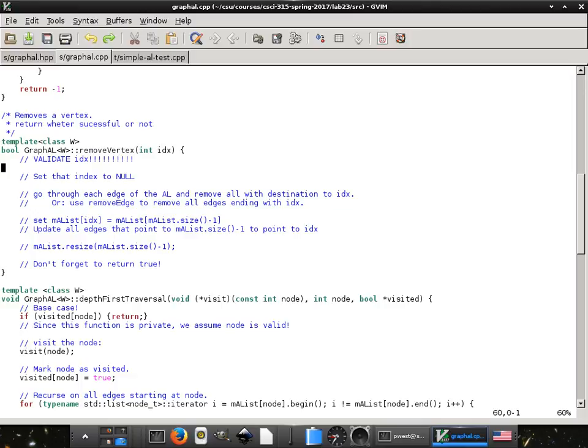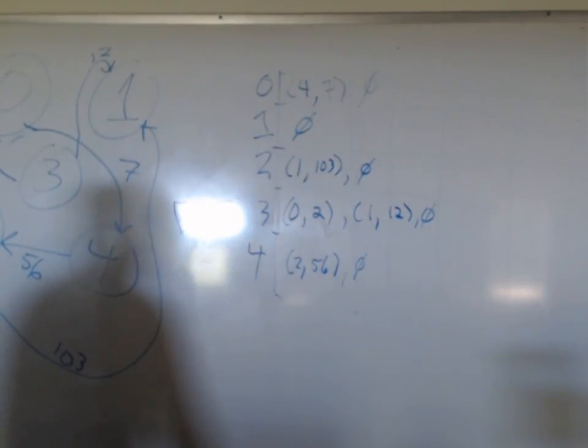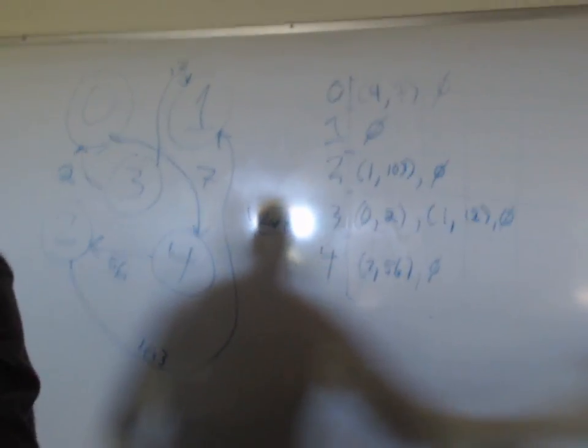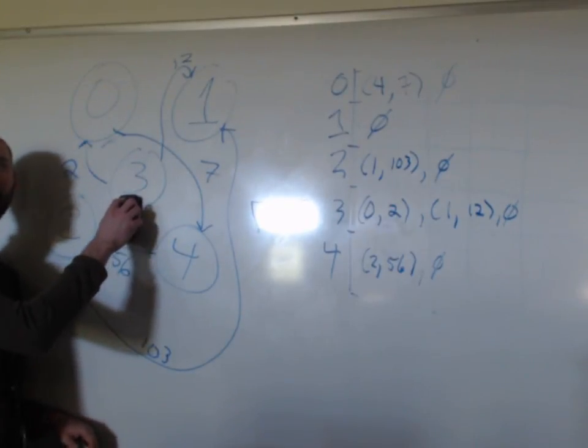All right, then what do we do? Set the index to null. Why would we be doing that? Well, let's go to this graph. Let's go to this picture. Let's say, for the sake of argument, we wanted to get rid of 3. How do we do that in this picture?